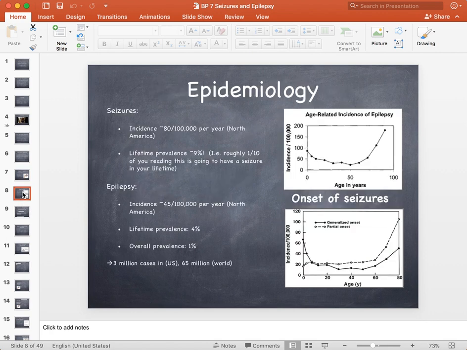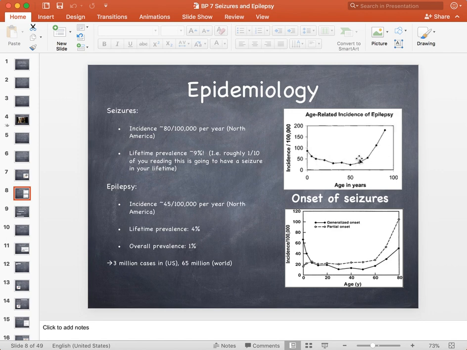A little bit about epidemiology. So seizures are not uncommon. Right? This is about 80 per 100,000 incidence per year in North America. It makes a lifetime prevalence of about 9%. So of those of you listening to this right now, that's 1 in 10 of you are going to have a seizure in your lifetime. Epilepsy, it's sort of half of everything I just said. So incidence is about 45 out of 100,000, lifetime prevalence of 4%, and the overall prevalence is 1%. So it's as common as schizophrenia, for example. That equals about 3 million cases in the U.S. and 65 million over the world.